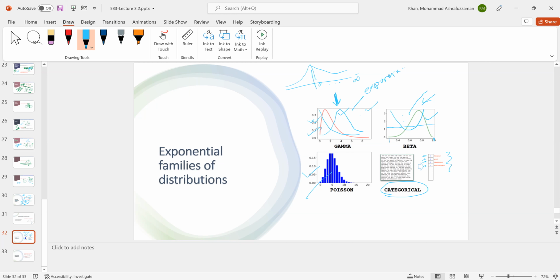So this is the last slide for generative models. Next, we'll start our discussion on linear regression. If you have any questions, you can ask now. Any questions?